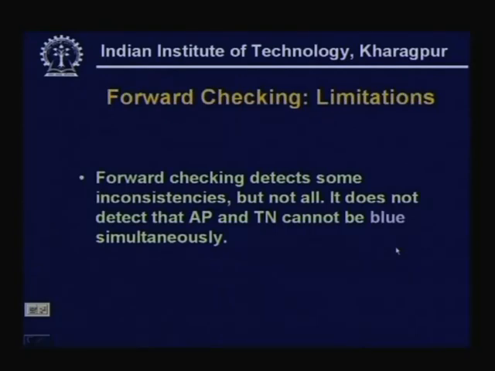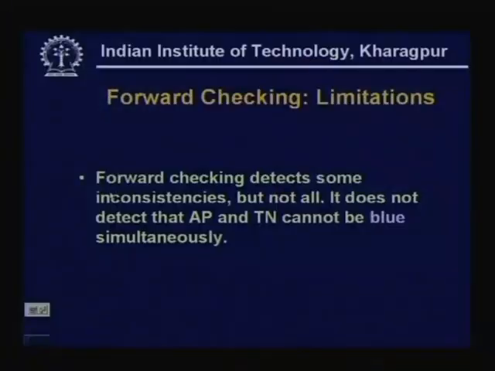So, this is a limitation of forward checking. Forward checking checks that every remaining variable has at least one legal value, but it does not explore further whether these values can be assigned to this variable subject to the constraints between these variables. So, forward checking detects some of the inconsistencies, but it does not detect all inconsistencies. For example, in the previous example, it does not detect that AP and Tn cannot be blue simultaneously.